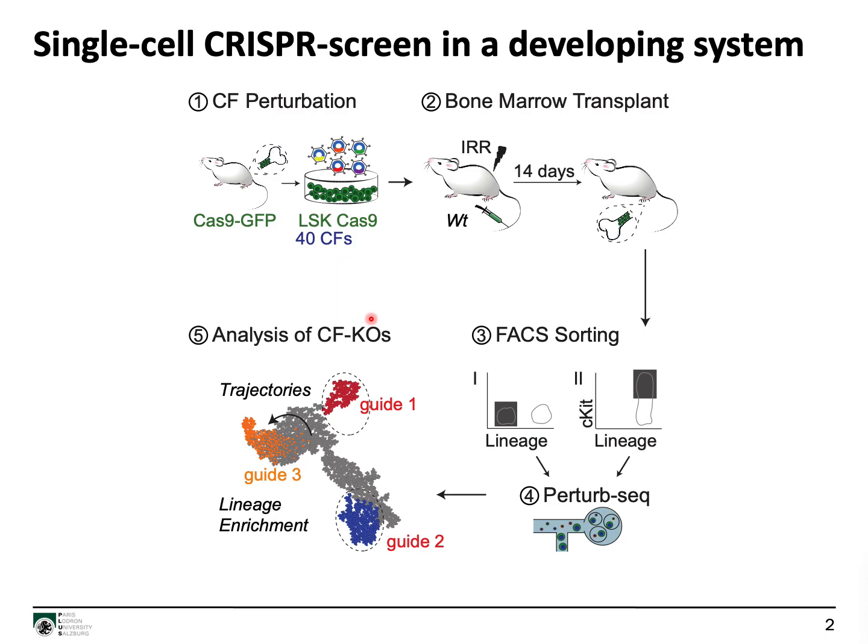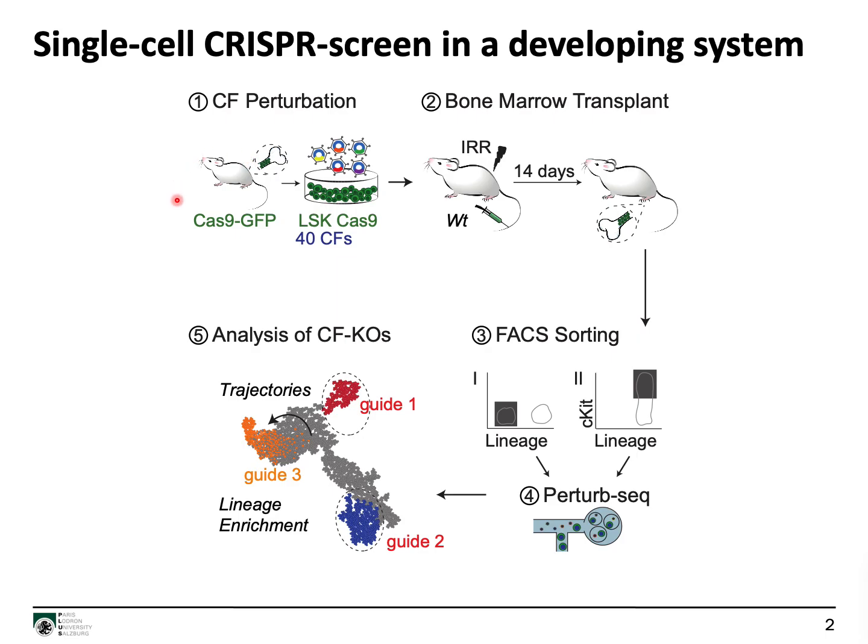In this project, we analyzed single-cell CRISPR screens in a developing system, specifically hematopoiesis. Our screens were focused on chromatin factors, so CF here, which affect developing trajectories. And while transcription factors are highly studied in development, chromatin factors are often not as easy to study.